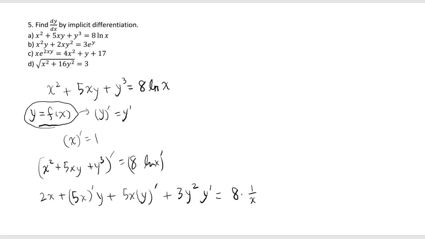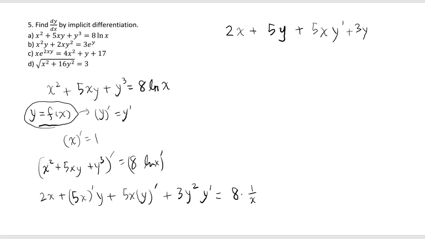Okay, now let's continue. We have 2x. Derivative of 5x is just 5. And you have 5y, and then 5x times y prime is 5x y prime.